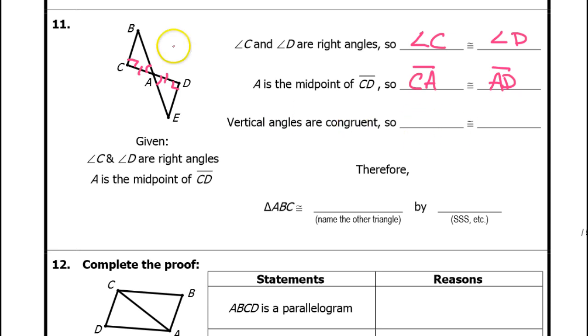Vertical angles are congruent, so angle BAC is congruent to angle EAD. All right, notice you cannot simply say angle A is congruent to angle A. You have to use the three-letter name. So that means the triangles are congruent by angle, side, angle. So let's see, triangle ABC is congruent to triangle AED.